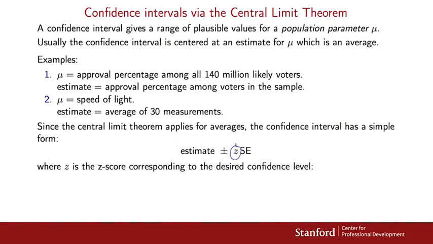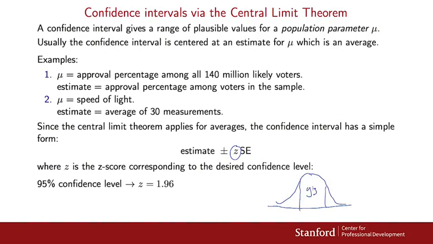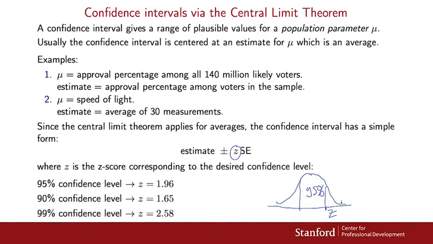Which z-value should we take? Well, that depends on the desired confidence level. For example, if we would like to have a 95% confidence level, then we get z equal 1.96. That comes from normal approximation, where we look at the value of z such that 95% lies in the middle. That value of z is 1.96, or oftentimes we simply use 2. On the other hand, if we were interested in a 90% confidence level, then we would find z equals 1.65. And for a 99% confidence level, we would get z equal 2.58.